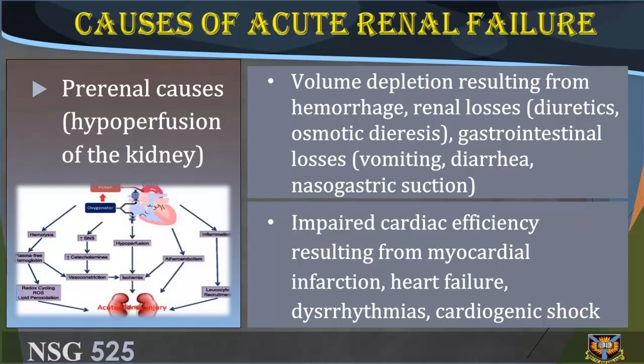Prerenal causes, hypoperfusion of the kidney, volume depletion resulting from hemorrhage, renal losses, diuretic osmotic diuresis, gastrointestinal losses, vomiting, diarrhea, nasogastric suction, impaired cardiac efficiency resulting from myocardial infarction, heart failure, dysrhythmias, cardiogenic shock, vasodilation resulting from sepsis, anaphylaxis, antihypertensive medications, and other medications that can cause vasodilation, which reduce blood supply to the kidney.